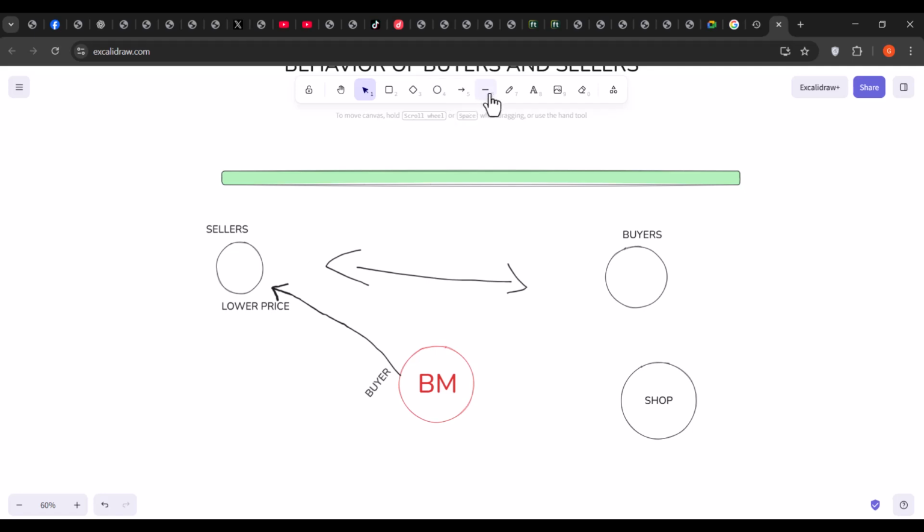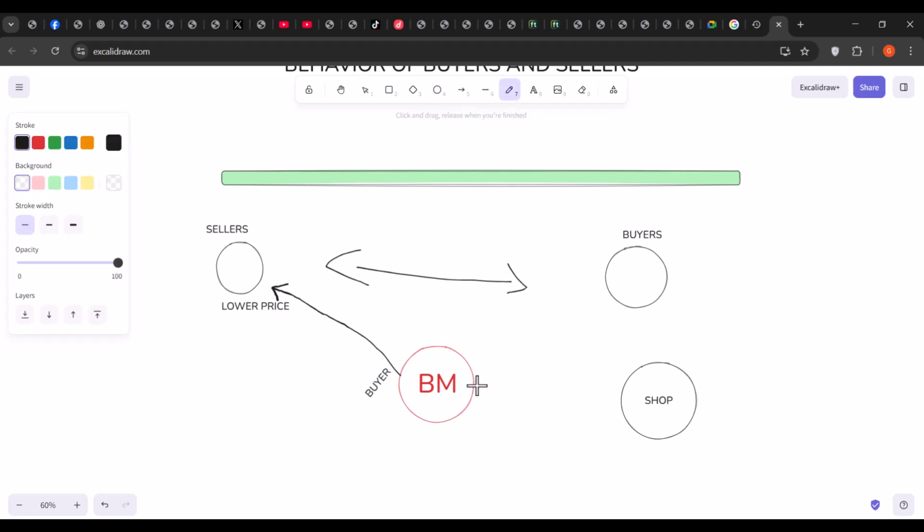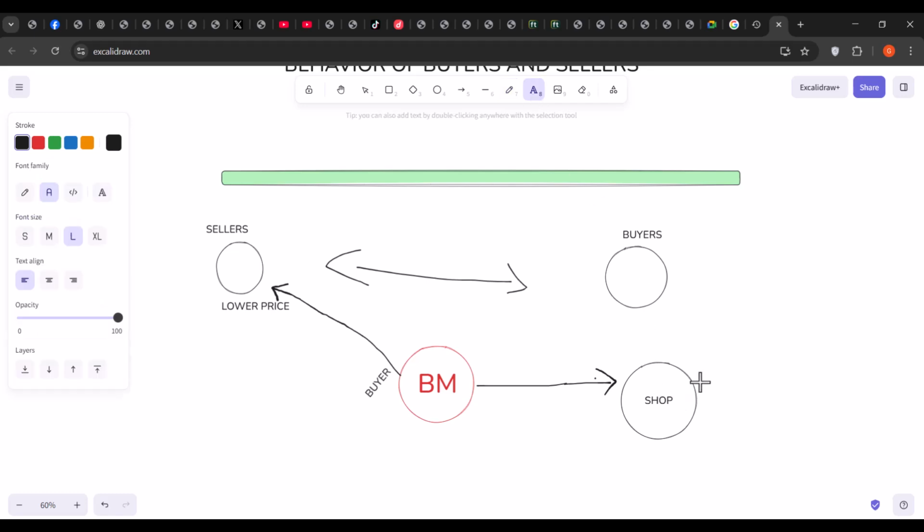Now, after buying the item, when he comes back to his shop over here, for him to make profit, he will try to sell the items at what? A higher price. Okay, so as his shop, he is selling it at what?